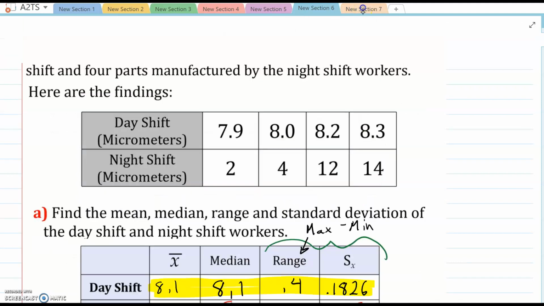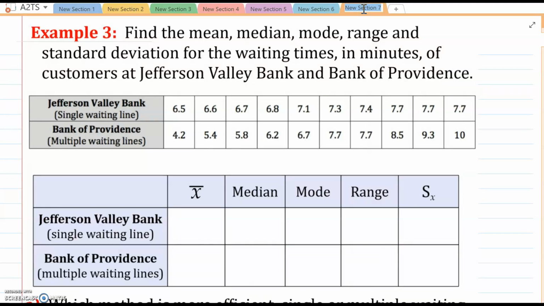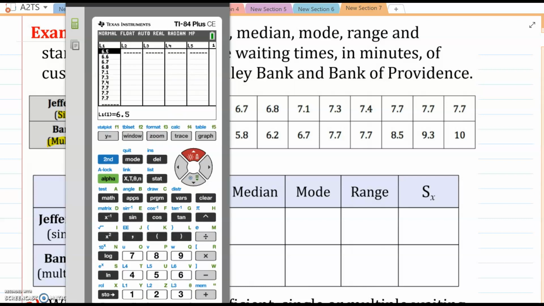Okay, let's take a look at one more here. We're going to this time find the mean, median, mode, range, and standard deviation for the waiting times in minutes of the customers at Jefferson Valley Bank and the Bank of Providence. So let's see what we can do. And notice what we're comparing here is your waiting lines. Have you got multiple or just a singleton one? So let's get the data entered.